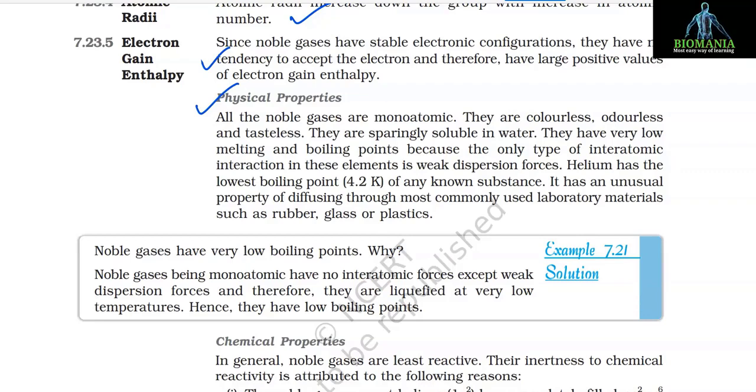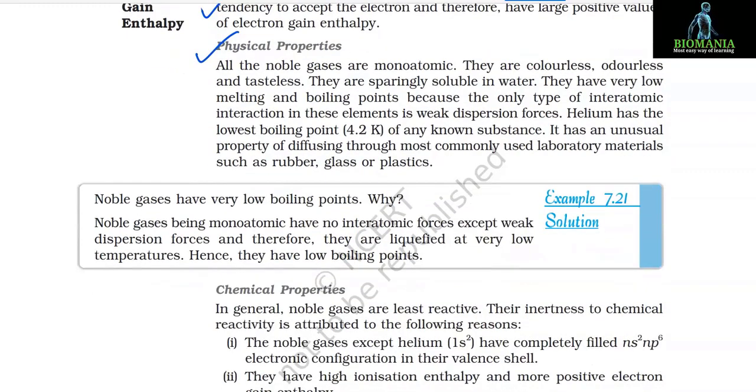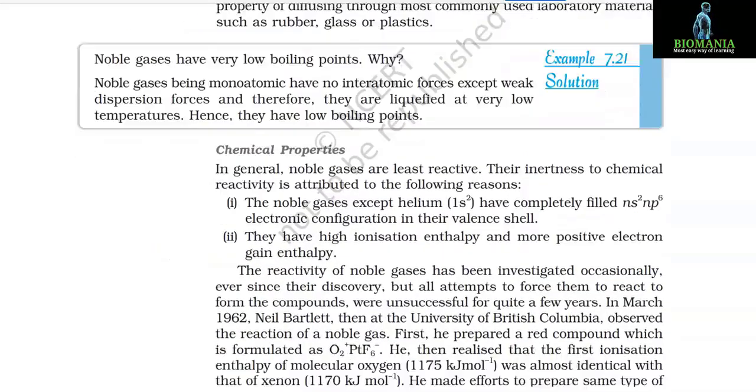It is 4.2 Kelvin, of any known substance. It has an unusual property of diffusing through most commonly used laboratory materials such as rubber, glass or plastics.